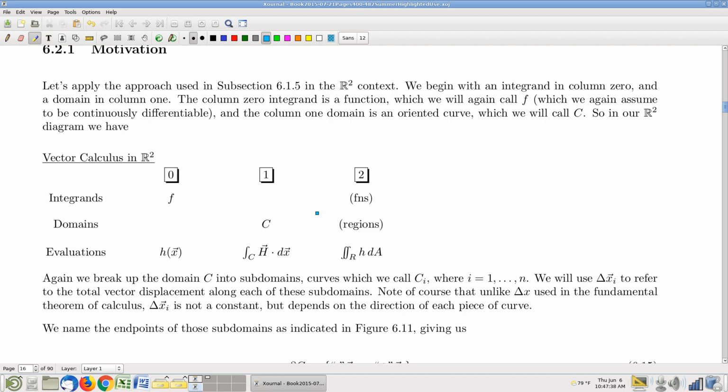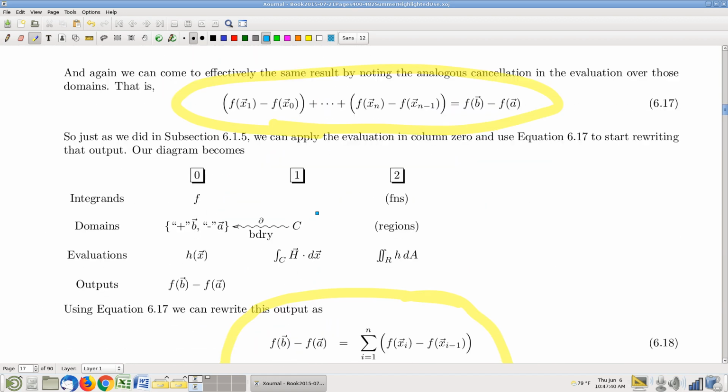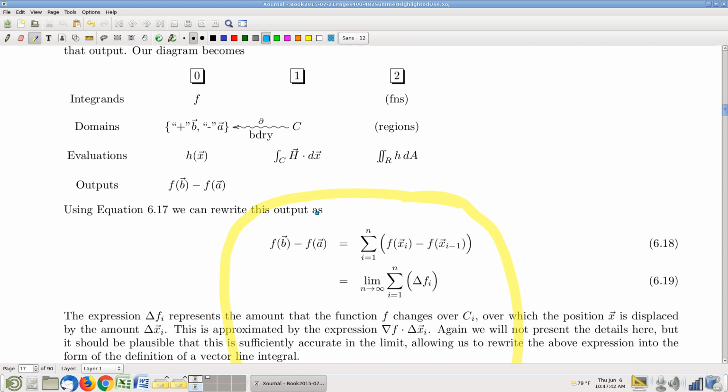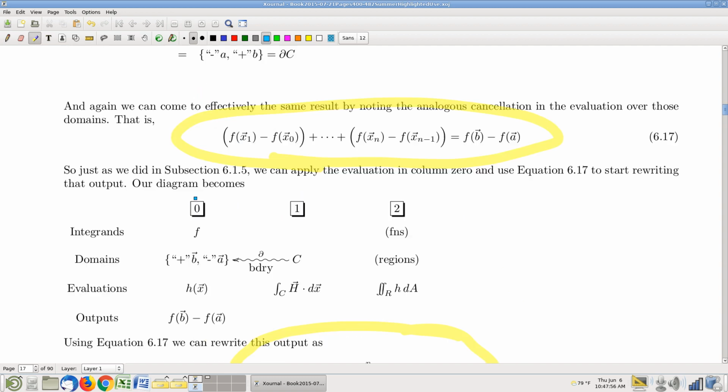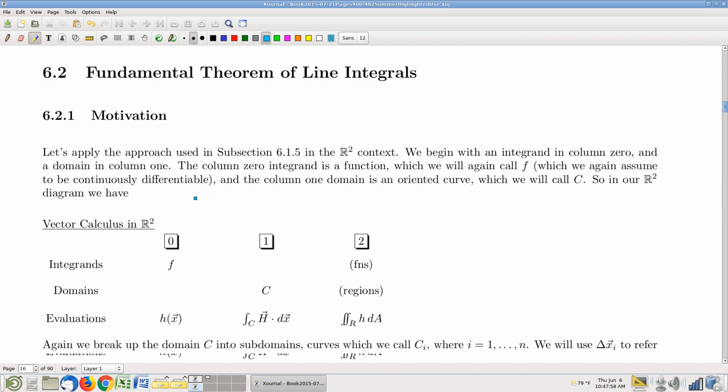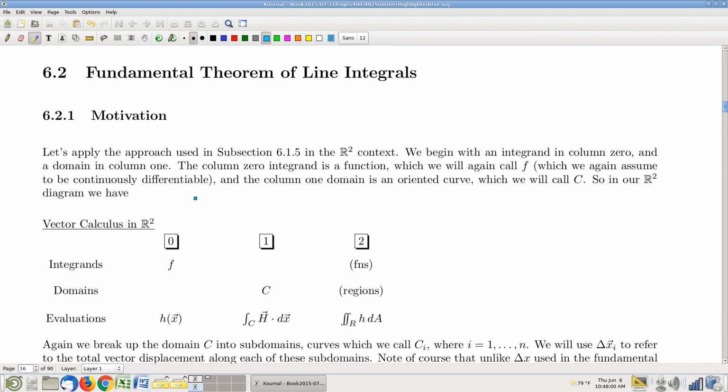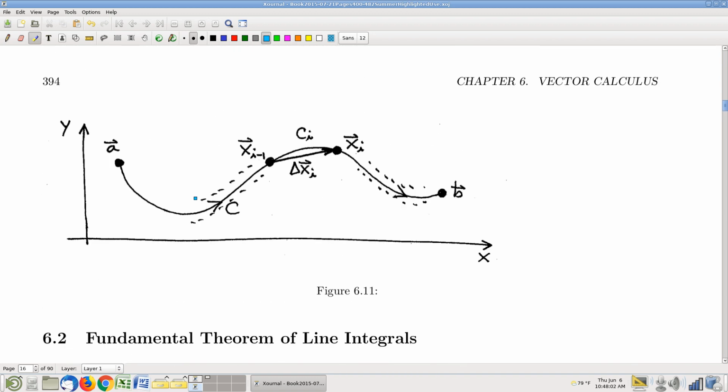And of course, no surprise. I mean, you get f of b minus f of a, and the question we want to ask is, can I view f of b minus f of a as being a summation over the curve? So that's what we're going to come back up here to and ask: is f of b minus f of a a summation over this curve?